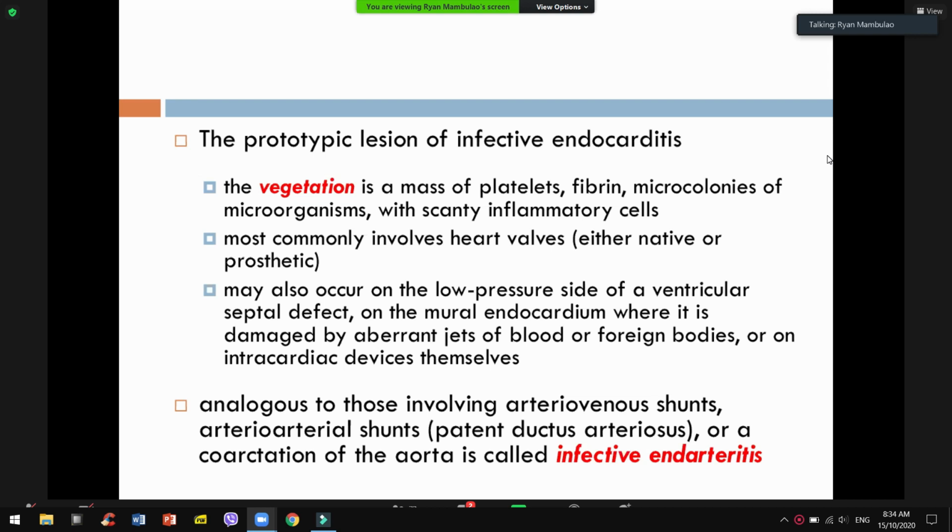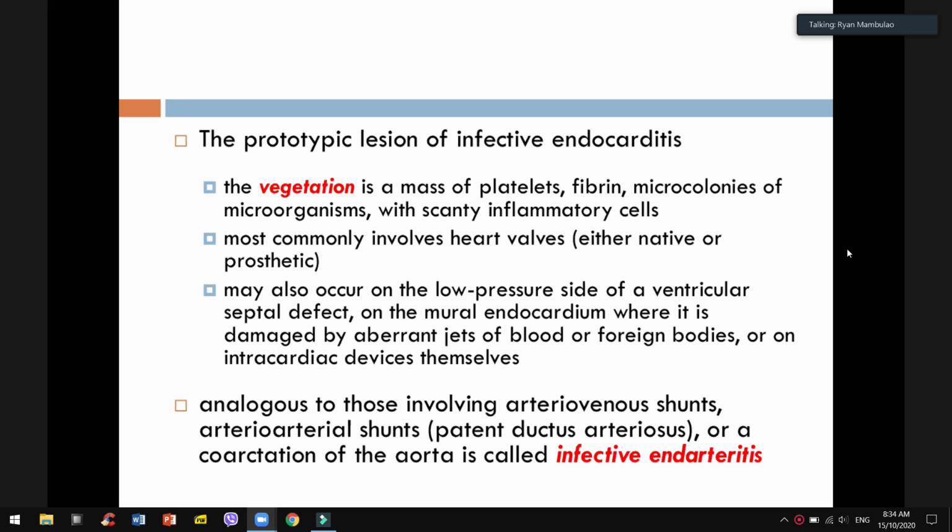May nakikita kaming mass sa 2D echo na nakadikit either sa valve or, for example, kung meron siyang ventricular septal defect, nandun ka-attach na parang nag-move na mass. Nakikita namin yan and it helps in distinguishing characteristics on the echo na nalalaman namin vegetation siya versus a thrombus formation. I don't know kung tulong pa sa inyo, but it involves the location.